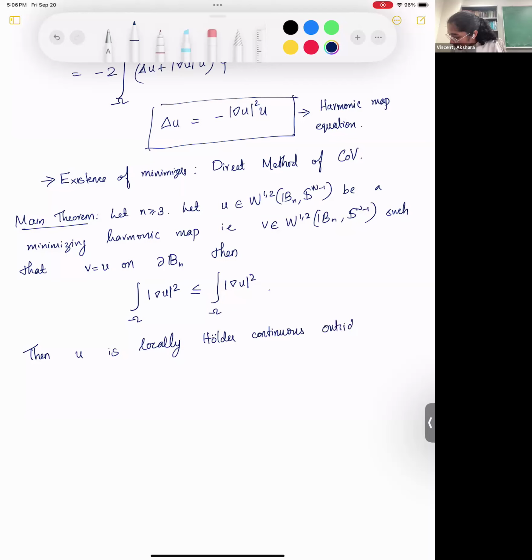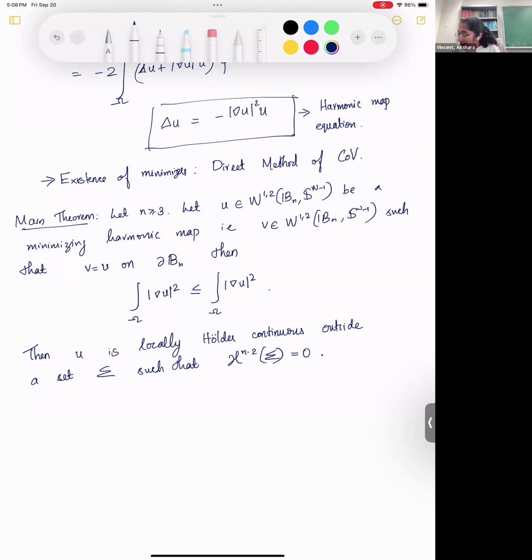Outside a set sigma such that H^(n-2) of sigma is equal to 0. So what we say is, if you have a minimizer, then the minimizer is locally Hölder continuous outside a set such that the set has Hausdorff measure 0 with a Hausdorff dimension n minus 2.